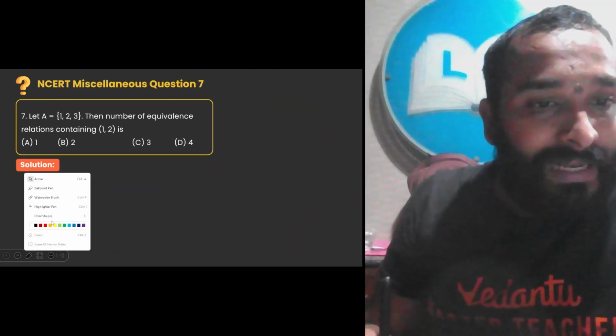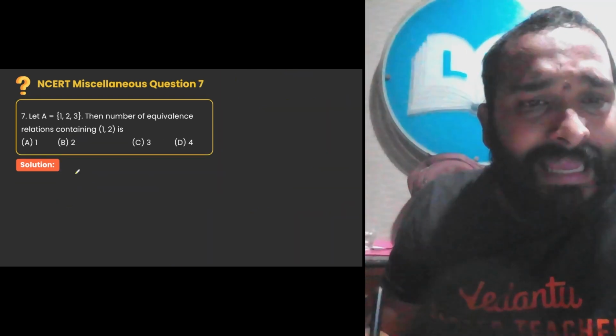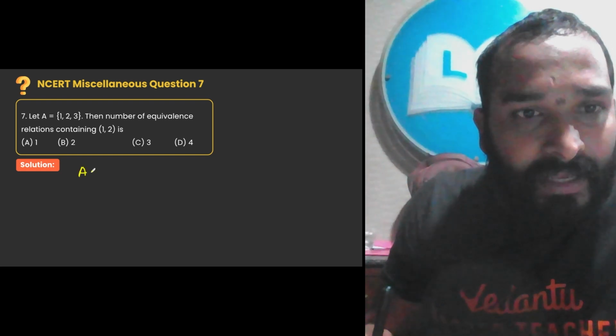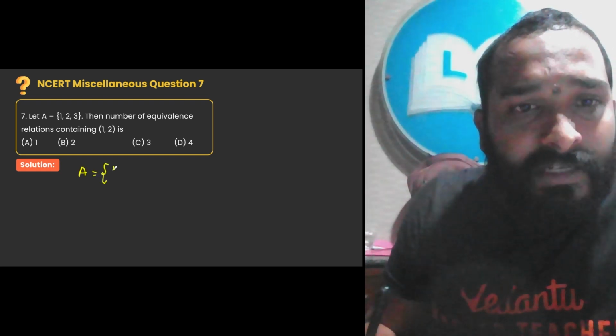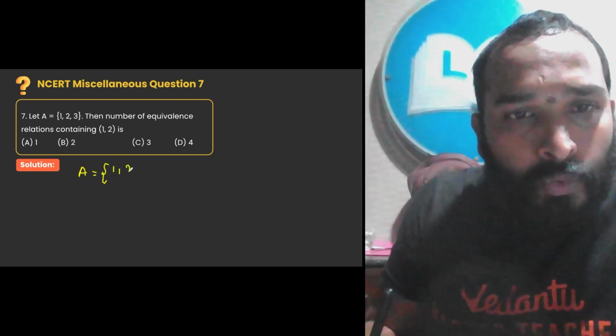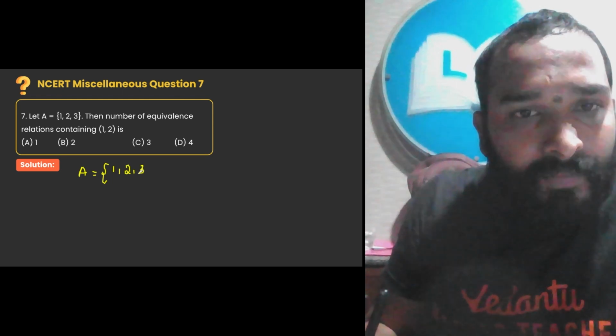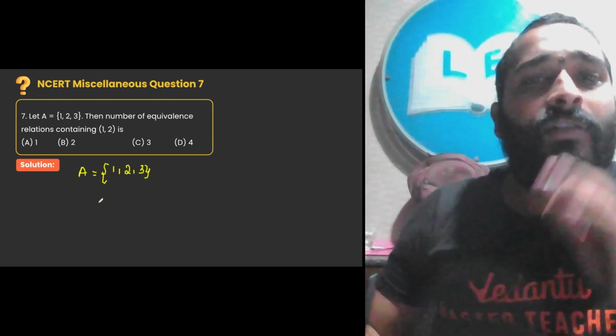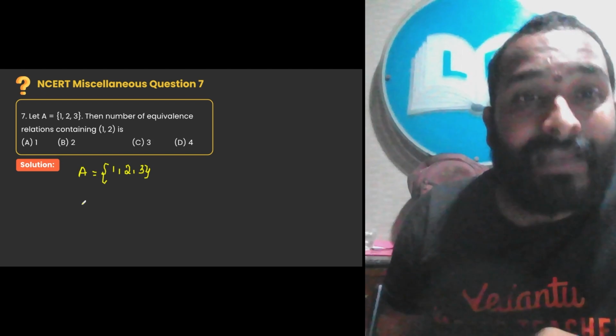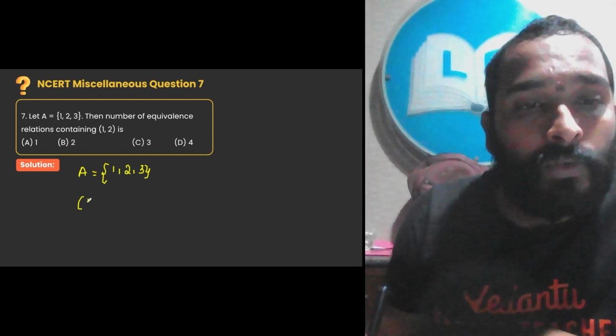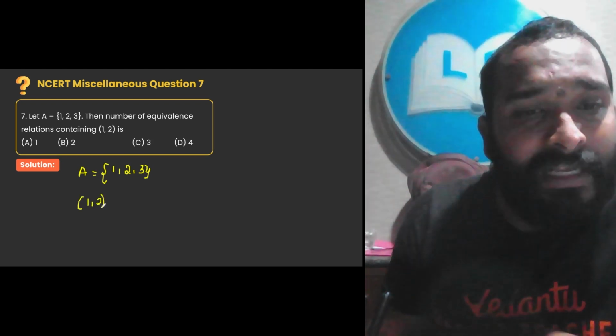Let us try to read these questions. They have given set A, and set A contains elements 1, 2 and 3. So we have 3 elements in set A. Then the number of equivalence relations containing 1, 2 is.